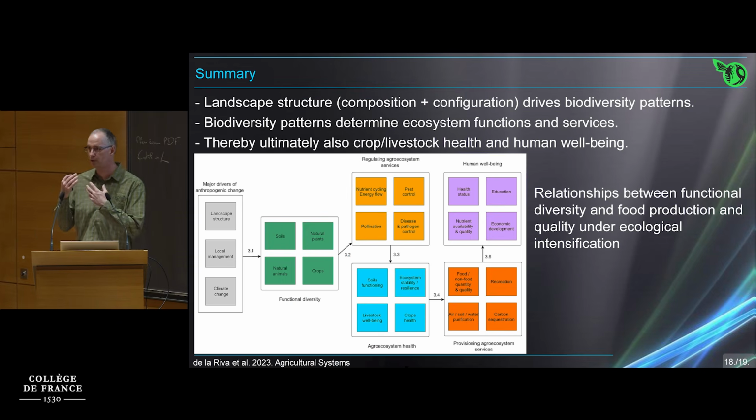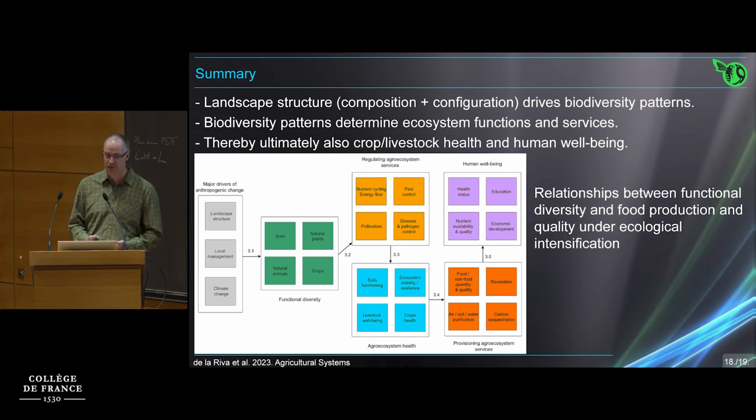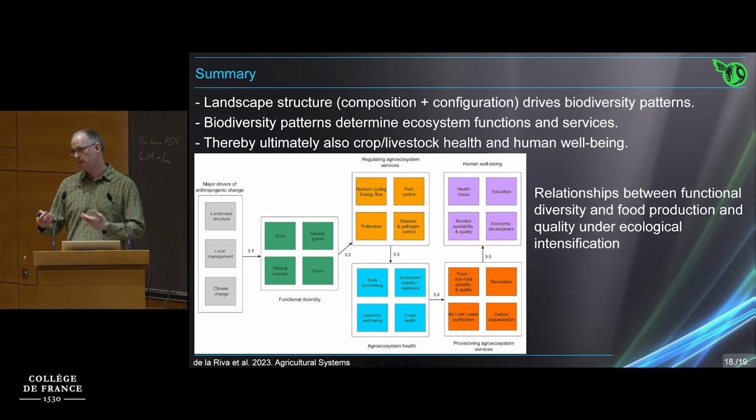So I hope I could show you that the landscape structure, being that landscape composition or landscape configuration, drives the biodiversity patterns what you find. And these biodiversity patterns determine the ecosystem functions and also the ecosystem services, and thereby ultimately the crop health, the animal health, and our human well-being as well.